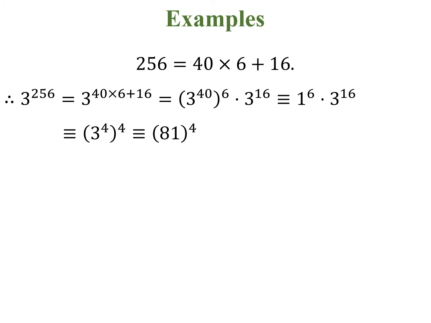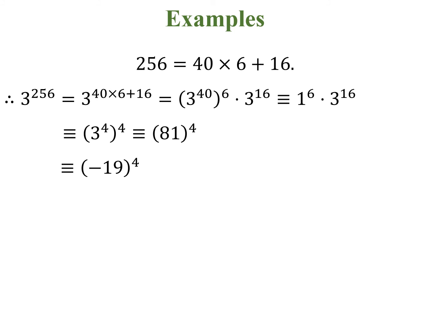How can we reduce this number 81 modulo 100? See, 81 plus 19 is 100. So you can say that 81 is congruent to minus 19 modulo 100. So you can write here congruent to minus 19 raised to 4 modulo 100.